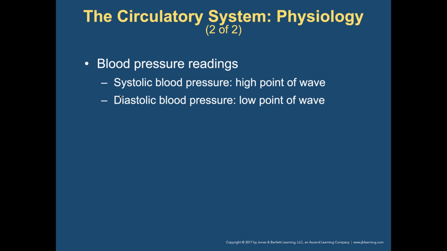Your blood pressure has two numbers. You have your top number and your bottom number. Your systolic number is your top number. That's the pressure in your arteries every time your heart beats.